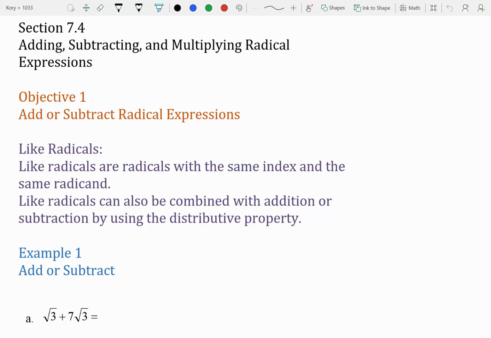Section 7.4, adding, subtracting, and multiplying radical expressions. So we're going to start off adding and subtracting. How you do this: you want to do like radicals.